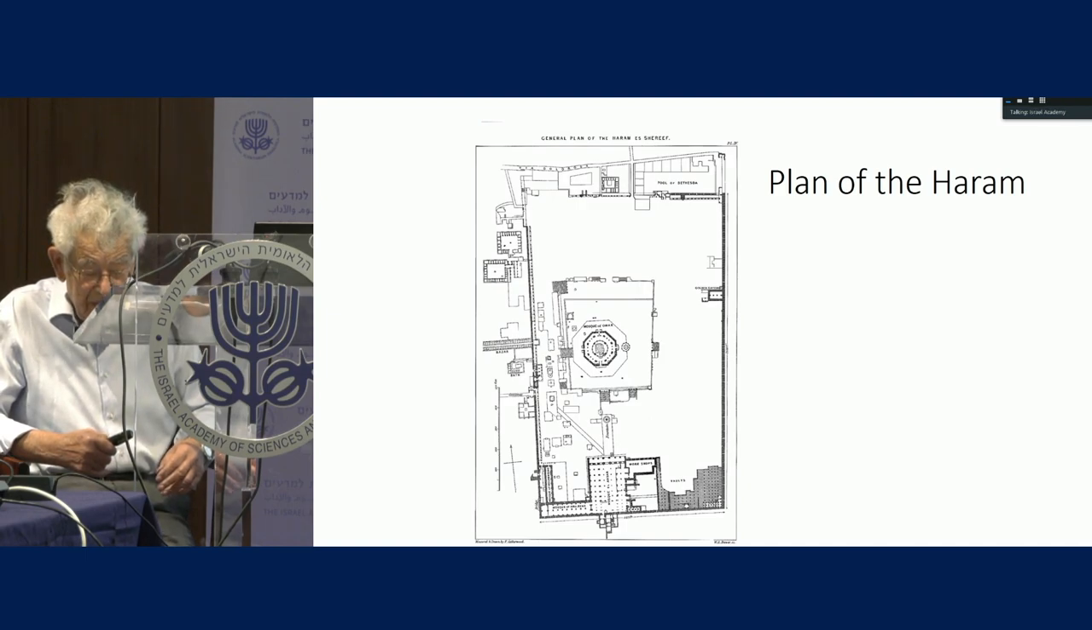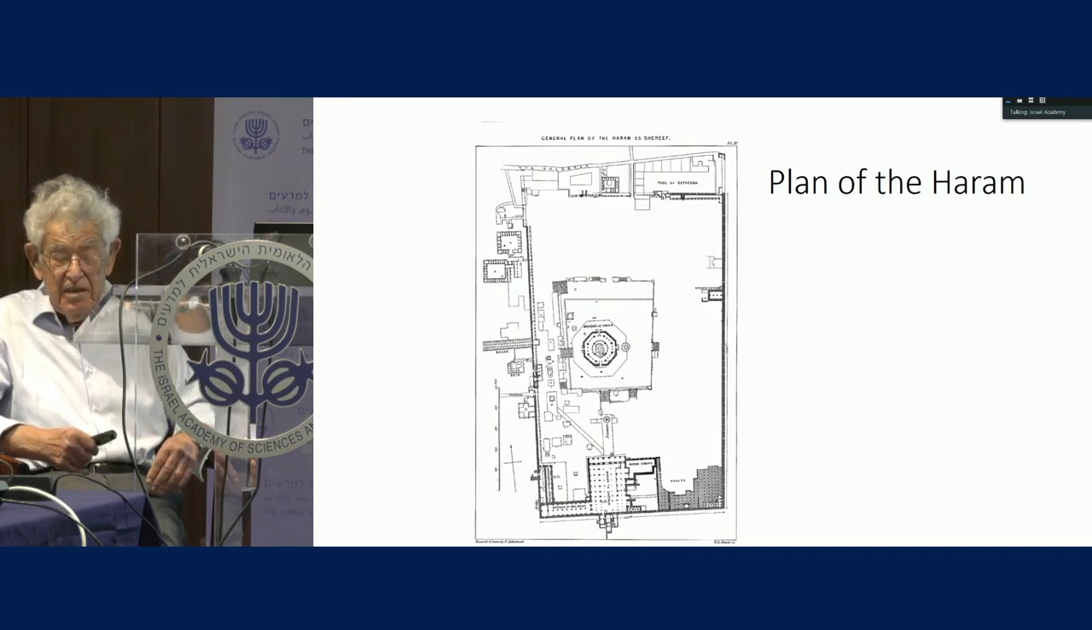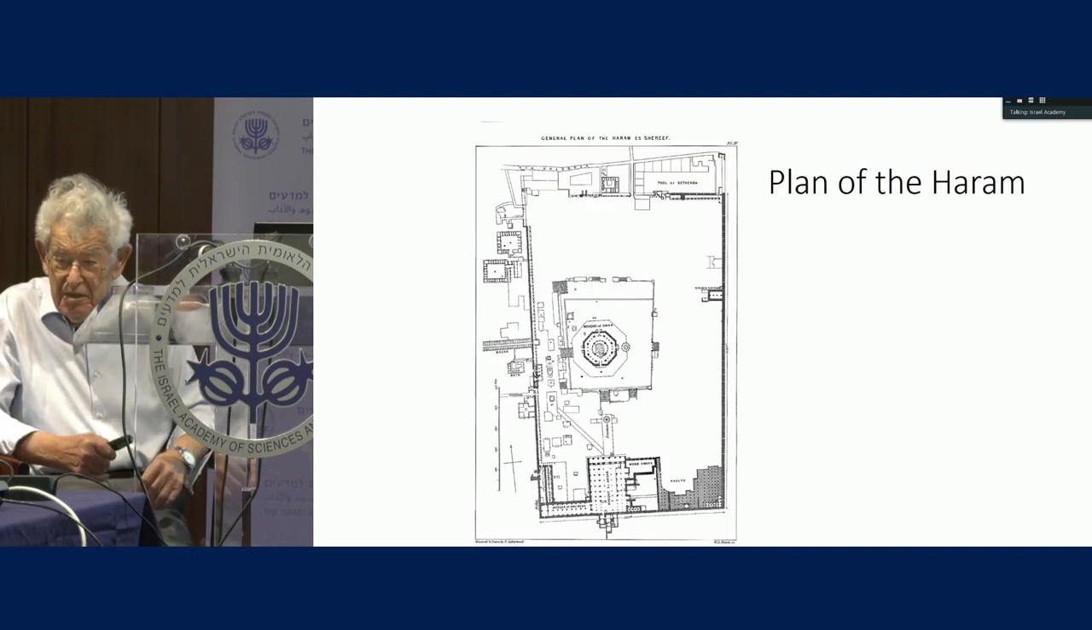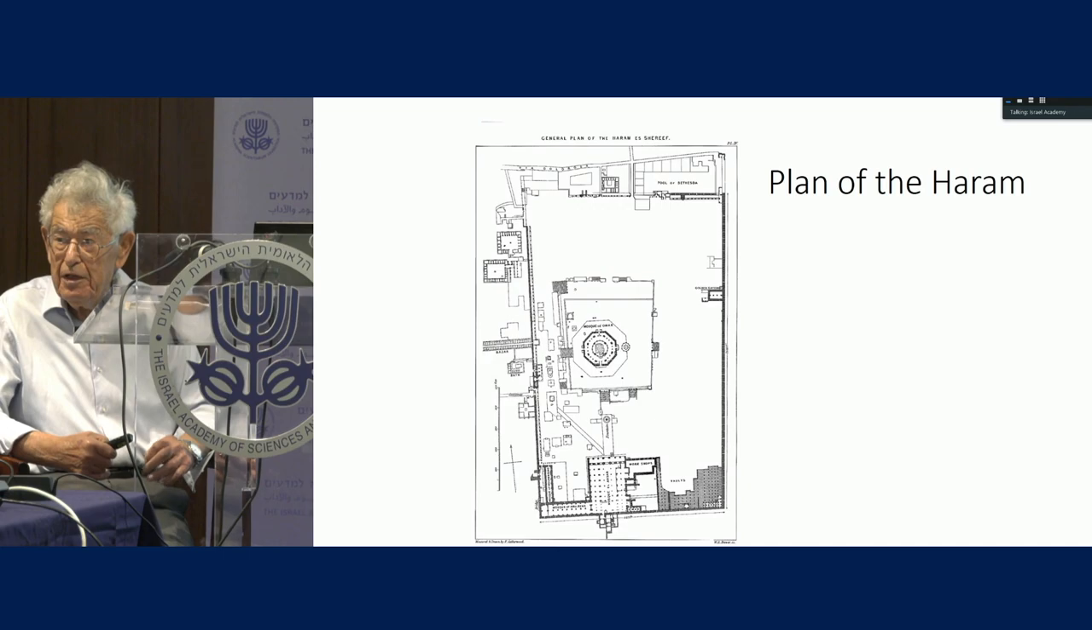Now, Professor Goldseer, Professor Goldseer said that it is very possible, not very possible, it's almost sure, that Abdul Malik prevented the people of Syria going on Hajj to Mecca.